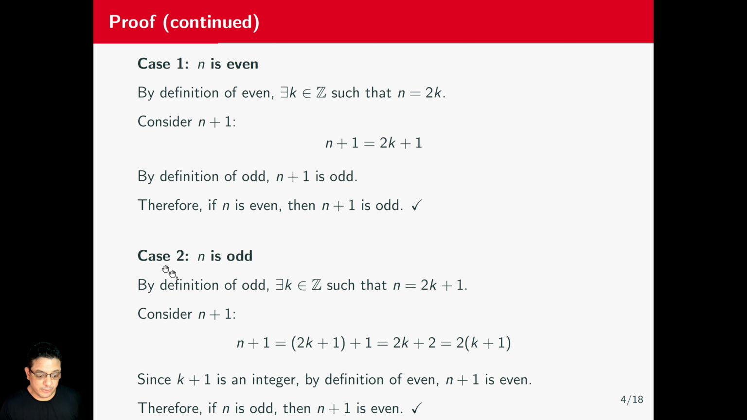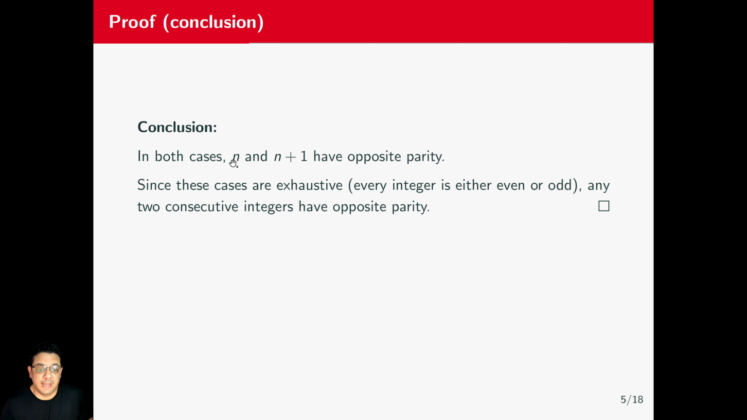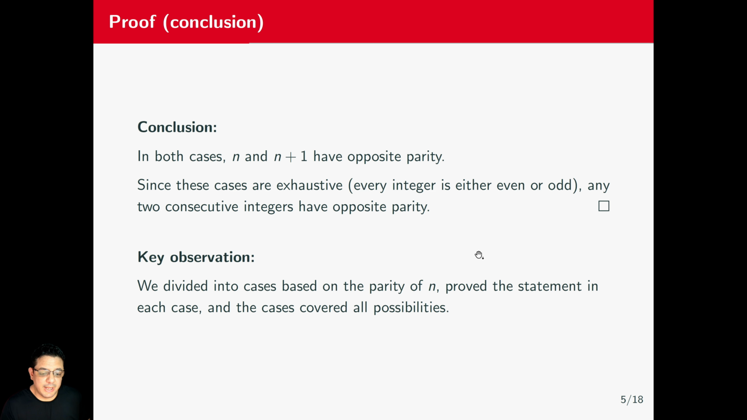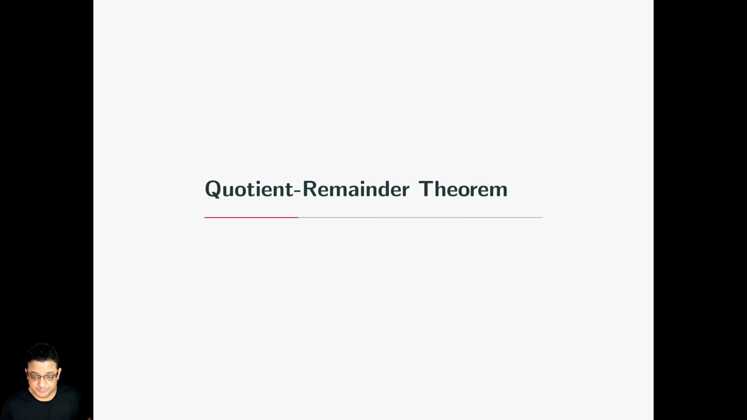Notice that we covered all cases, and in both of them n and n plus 1 have opposite parity. Since the cases are exhaustive, every integer is even or odd, so any two consecutive integers have opposite parity. It's important to check that we divided into cases based on the parity of n and proved the statement in each of the cases to cover all possibilities. This is something that we always need to do.